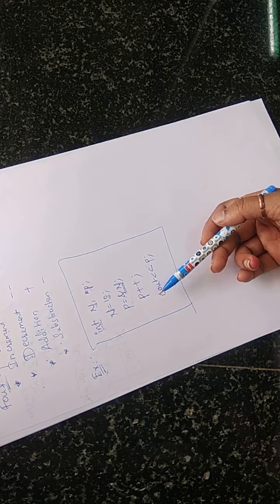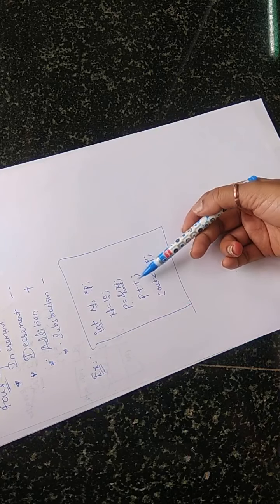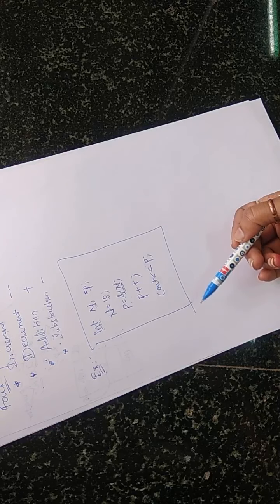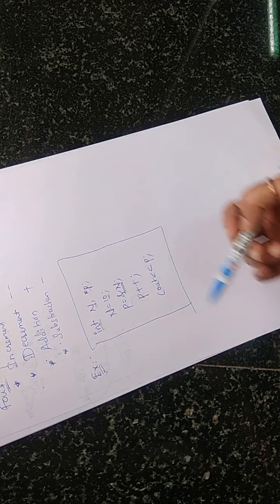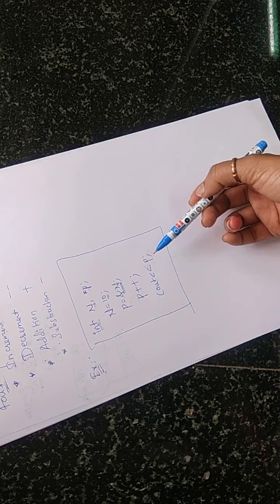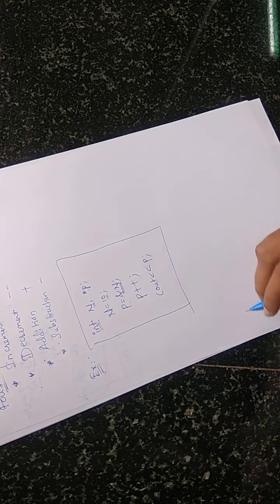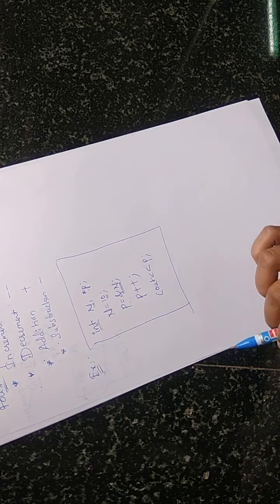Next, what I am doing is incrementing the value of p. That is the pointer value I am incrementing, not the value of n. I am incrementing the pointer value, that is p plus plus. Then next, the same p value I am displaying. Now we'll see what output there will be for this and how it works internally.